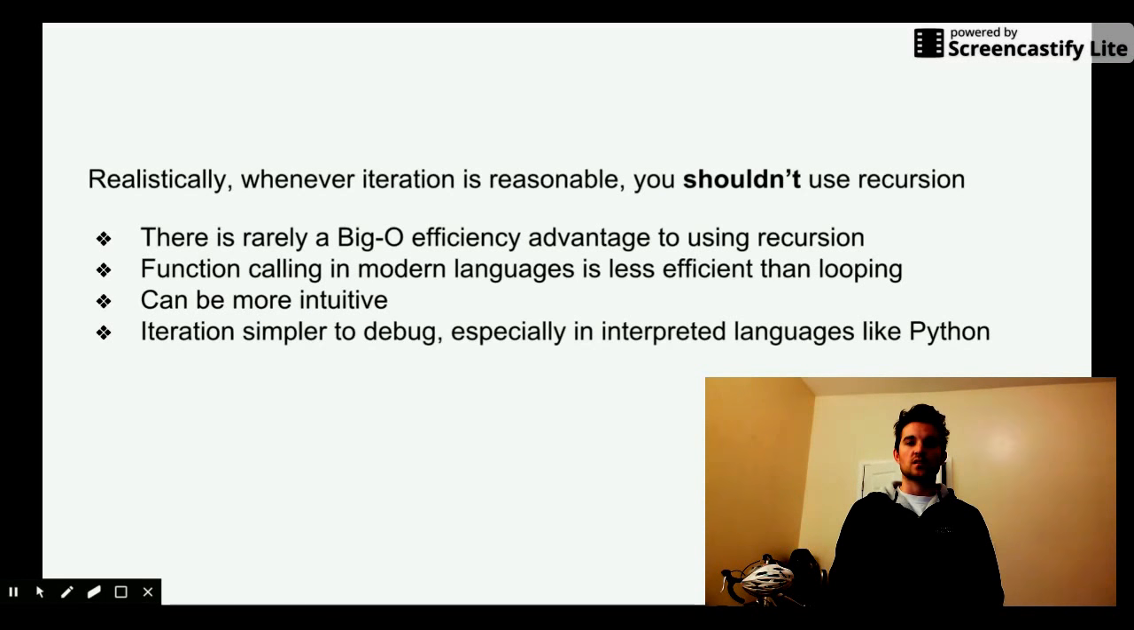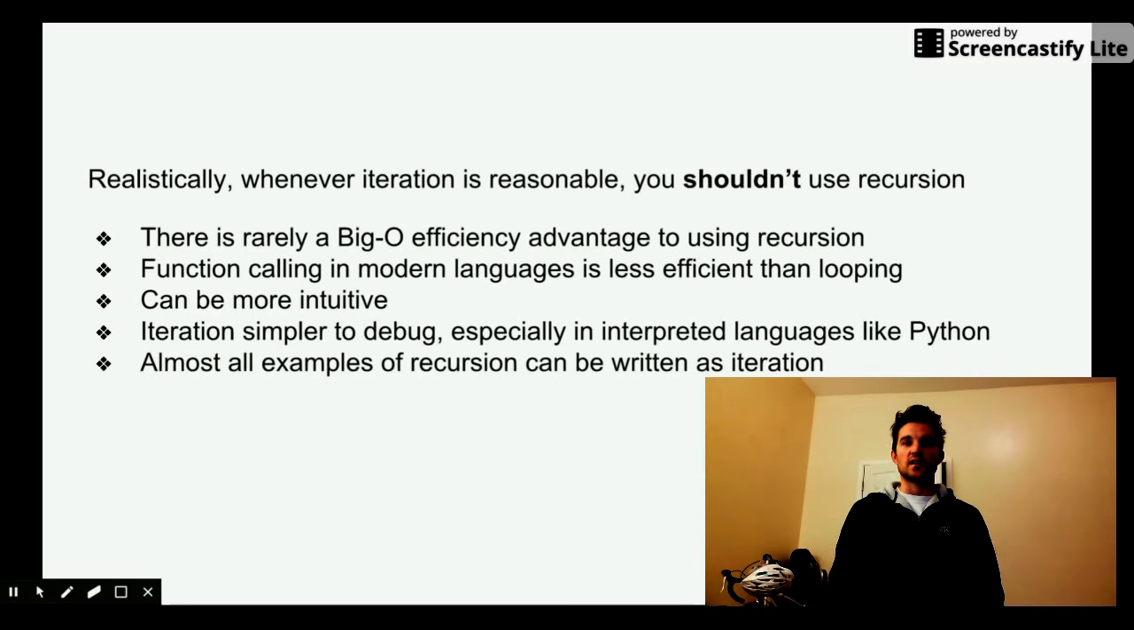Iteration, of course, is also way simpler to debug in a language like Python. This is a blessing and a curse of recursion. In recursion, you have nice, only local variables that you're dealing with and very little mutation, but you can't see all the values of what's going on as a result. In iteration, you obviously can. Everything is scoped. And especially in a language that's interpreted like Python, this is important.